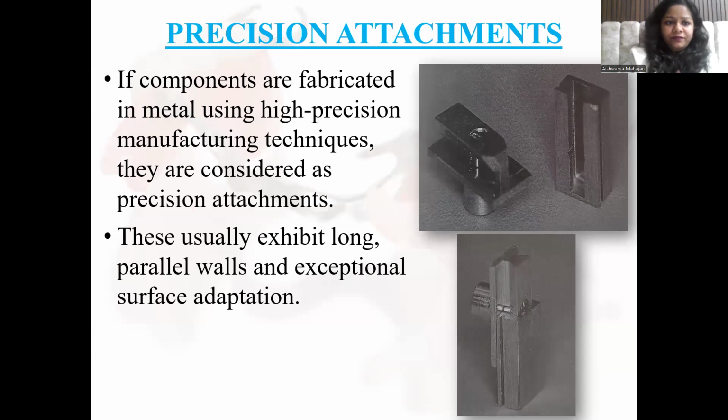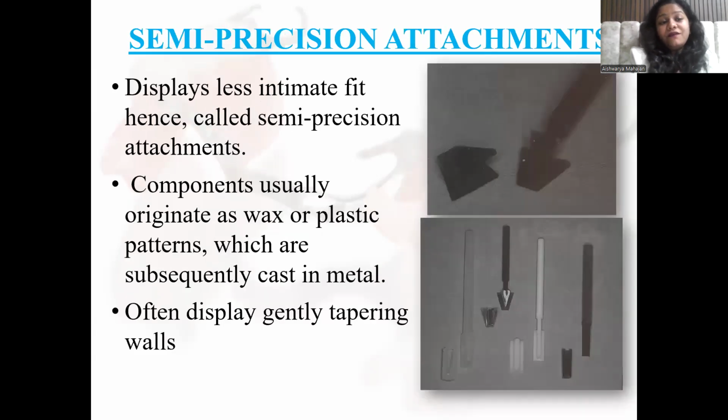Now, these can be of two types. First is the precision attachment. If the components are fabricated in metal using high precision manufacturing techniques, they are considered precision attachments. These usually exhibit long parallel walls and exceptional surface adaptation. Whereas semi-precision attachments display a less intimate fit, and hence they are given their name, semi-precision. These components are usually originated in a wax pattern or plastic pattern, which is then subsequently casted into metal. And these often display tapering walls, as we can appreciate here.